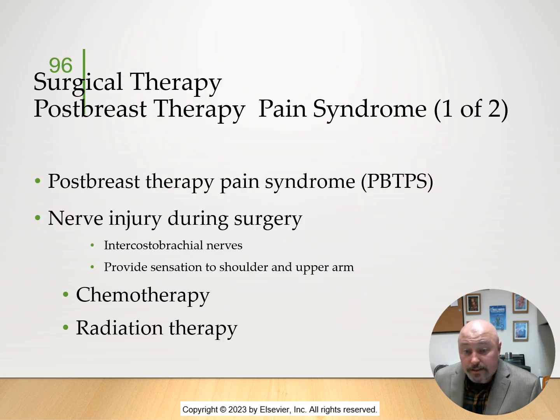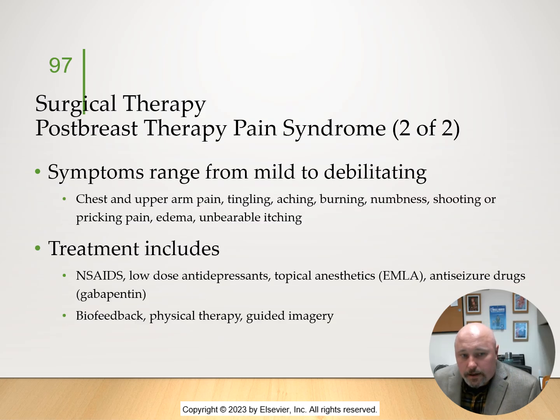Other major things to consider would be post-breast therapy pain syndrome and other complications related to damage to the nerve endings from the surgery. The symptoms of post-breast therapy pain syndrome range from mild to debilitating, affecting the chest and upper arm: pain, tingling, aching, burning, numbness, shooting or prickling pain, edema, and unbearable itching. There are many different treatments used for this as well, depending on the severity, everything from NSAIDs and low-dose antidepressants to topical anesthetics.